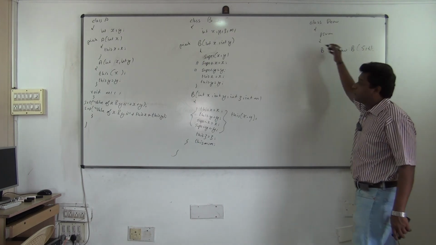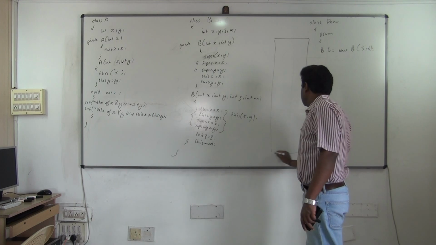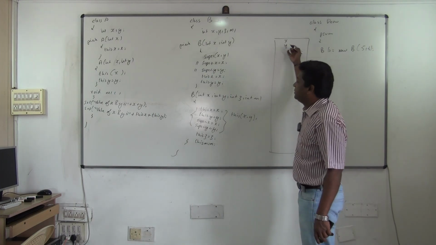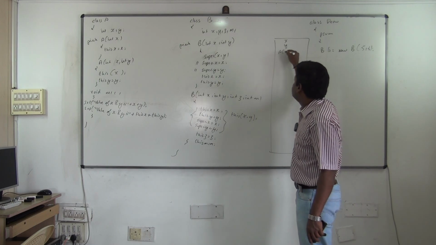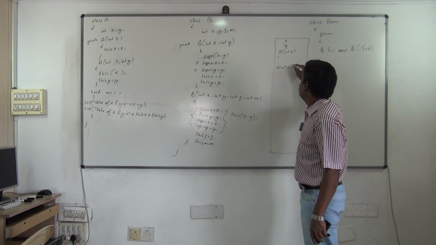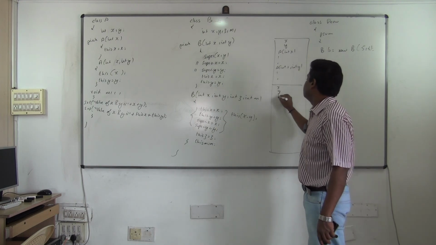What will happen? Memory will be allocated. What are all the things in the memory now? You will have X, Y from which class? Class A. You will have two constructors. Int X. One more will be int X, int Y. You will have both the constructors here. Then you will have X, Y, Z, M.